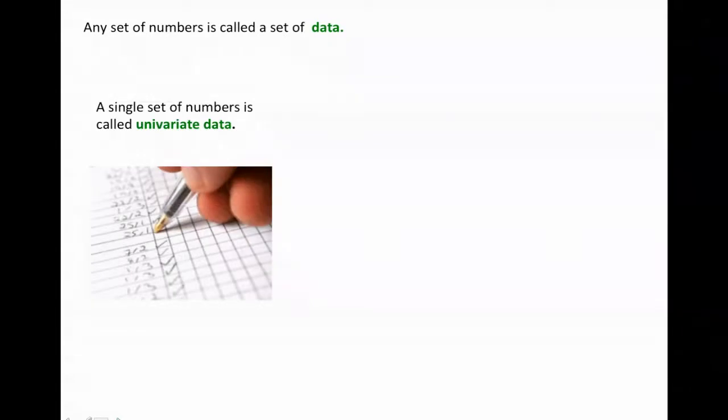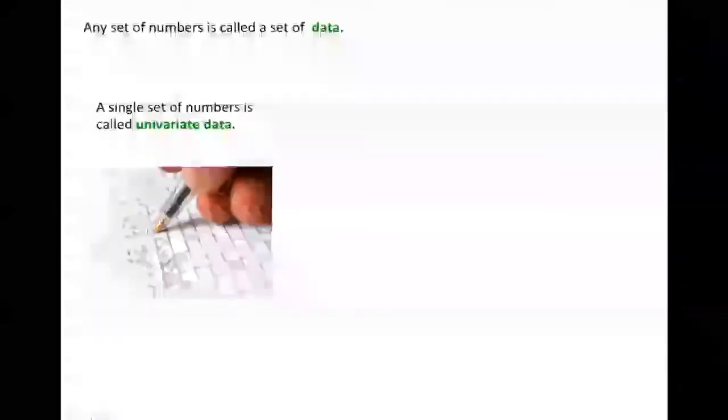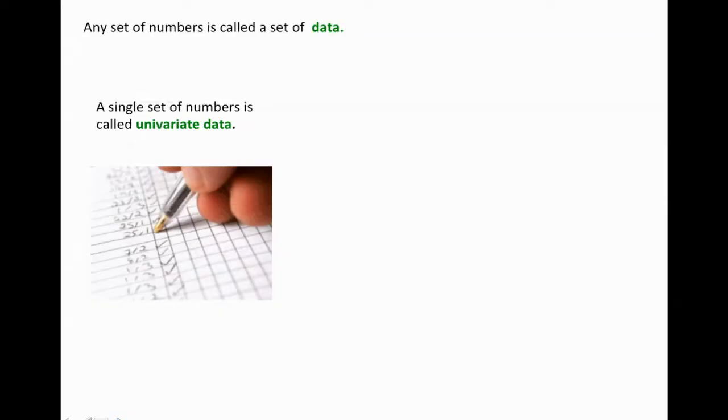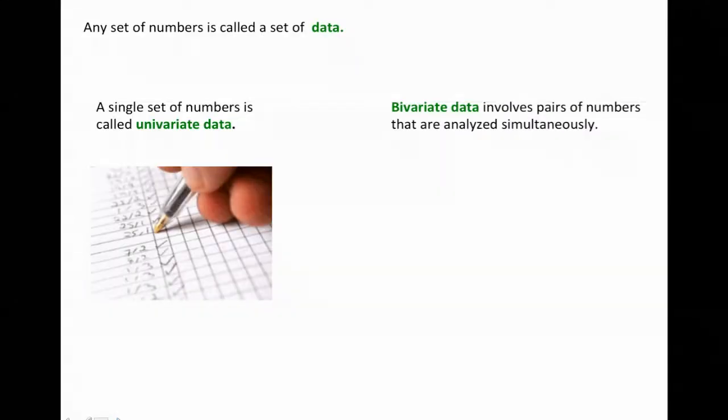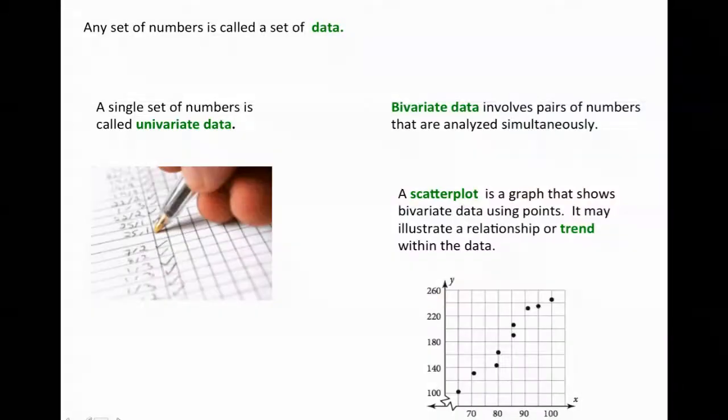So first of all, if you have a single column of data, it is known as univariate data. In other words, if I was to go around my classroom and ask all the kids to count how much change they have in their pocket and record it, and then I make a list, that's a single list of data. It's a univariate data list. But if I have two pieces of data, pairs of numbers that are analyzed together, those are known as bivariate data.